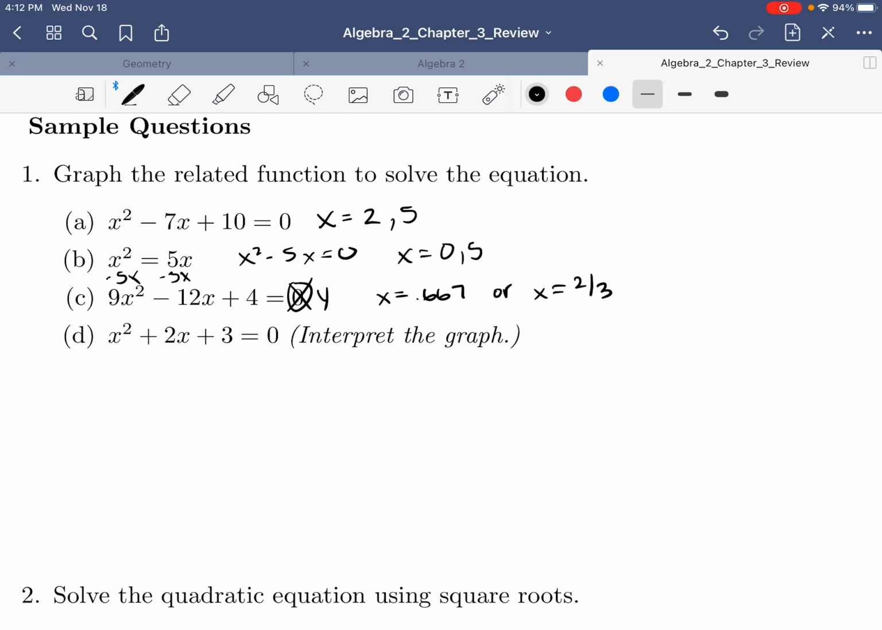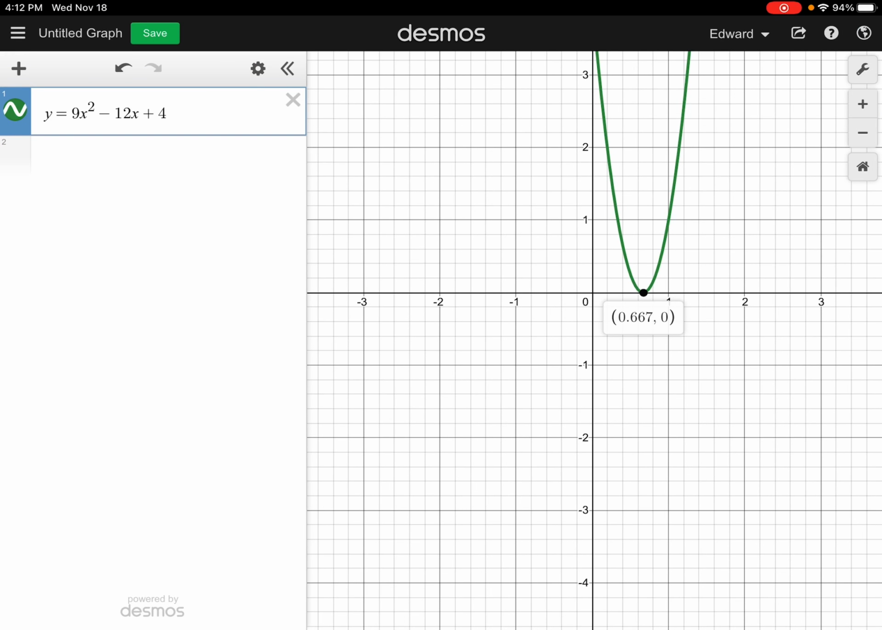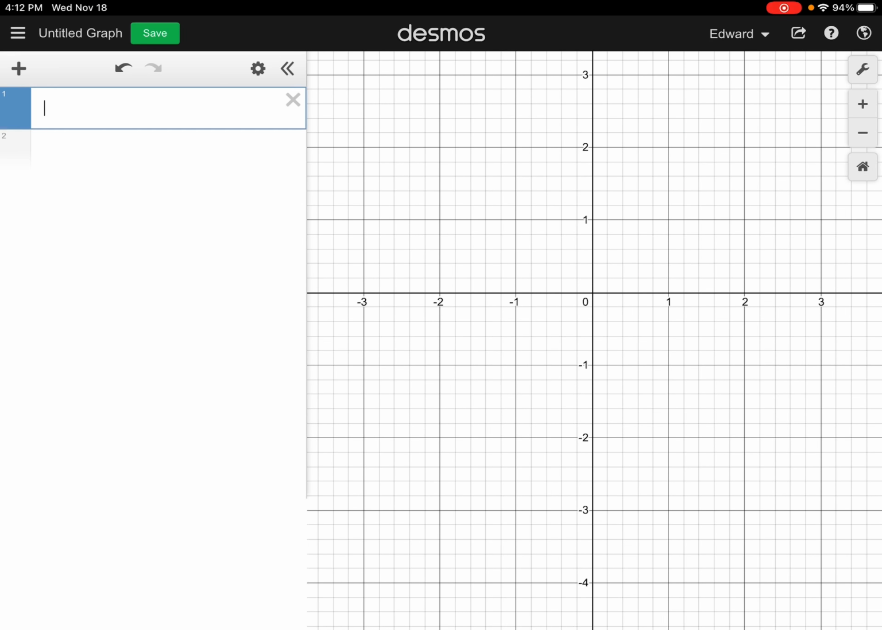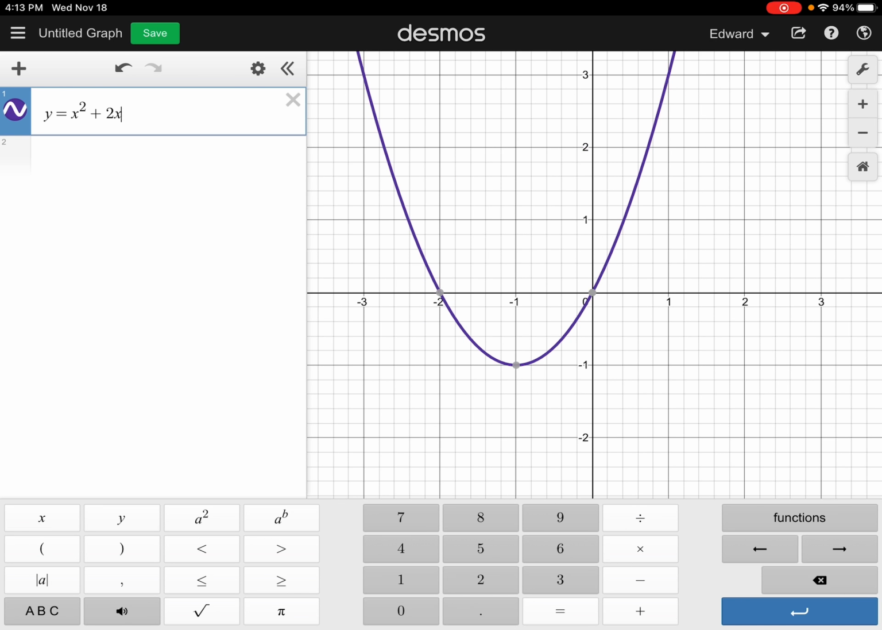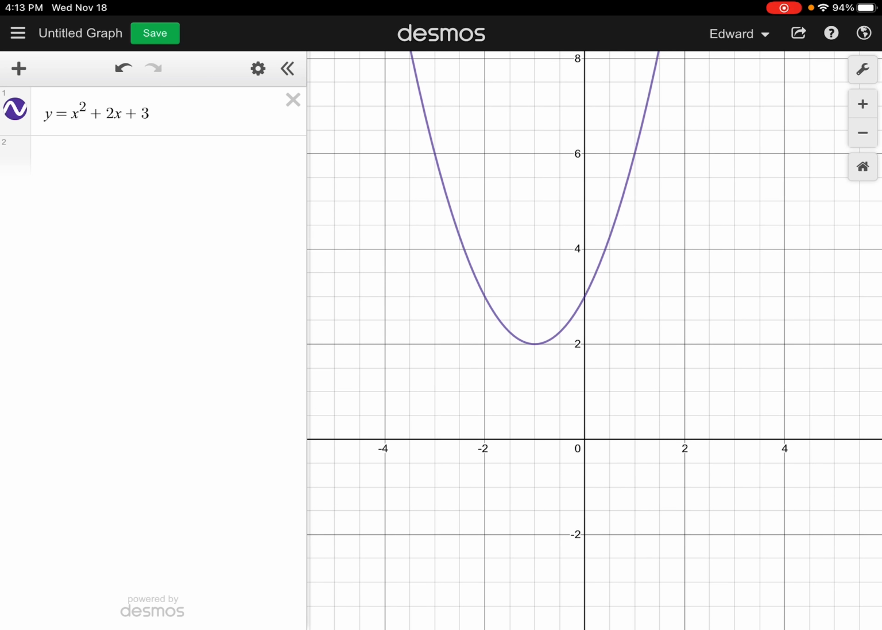All right, moving on to our last problem, x squared plus 2x plus 3. Remember, cross out the 0, make it a y, and then graph it. So we're going to go y equals x to the power of 2 plus 2x plus 3. And when we look at this graph, it's kind of unusual because it doesn't cross the x-axis anywhere.